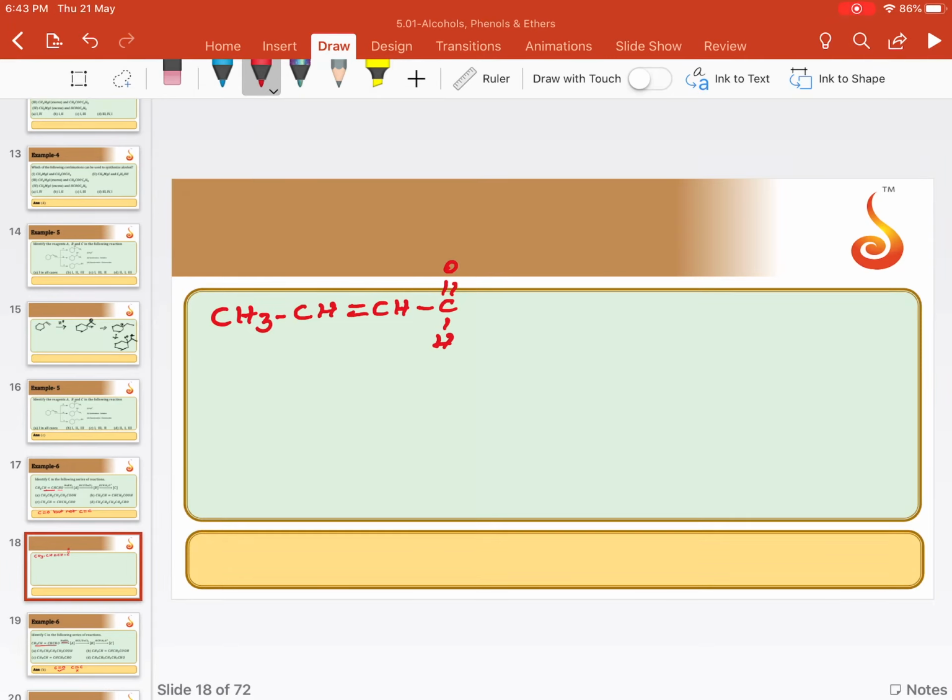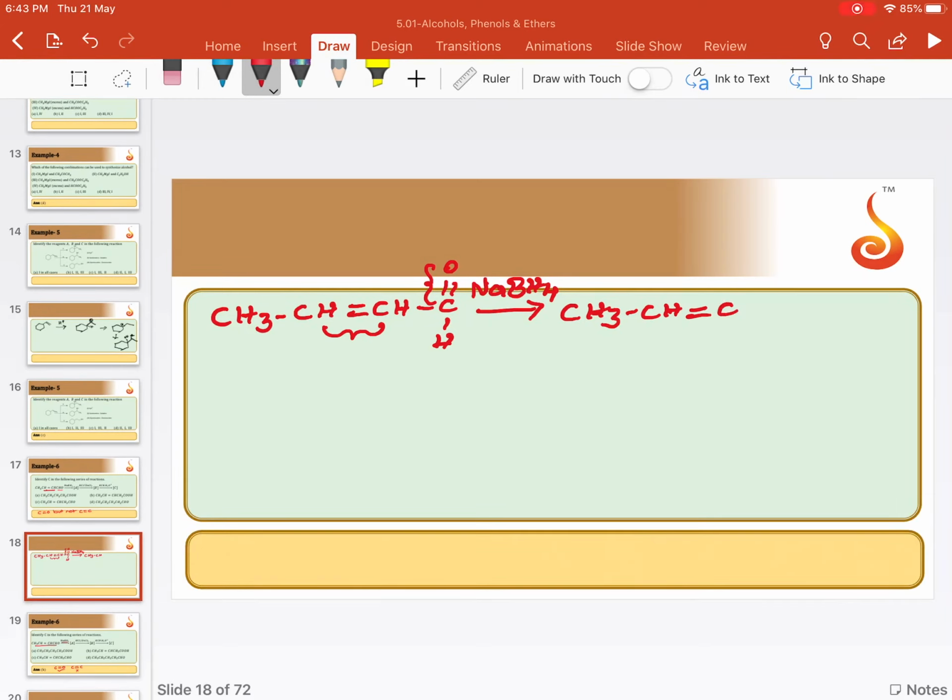This is the given compound. This compound is treated with sodium borohydride. Sodium borohydride reduces the carbon-oxygen double bond but not the carbon-carbon double bond. Aldehyde will get reduced to alcohol in the presence of sodium borohydride. So what will I get here?